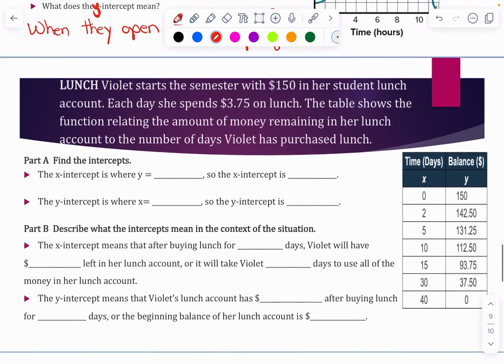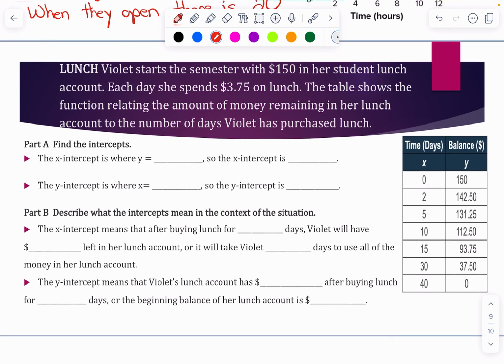All right, let's try this last one here. Violet starts the semester with $150 in her student lunch account. Each day she spends $3.75 on lunch. The table shows the function relating the amount of money remaining in her lunch account to the number of days Violet has purchased lunch. So the x-intercept is where y is equal to 0.